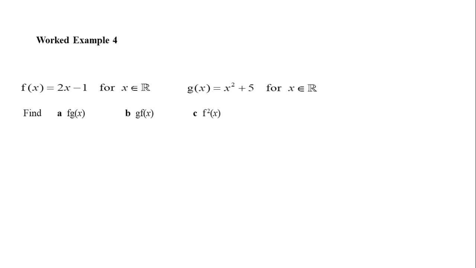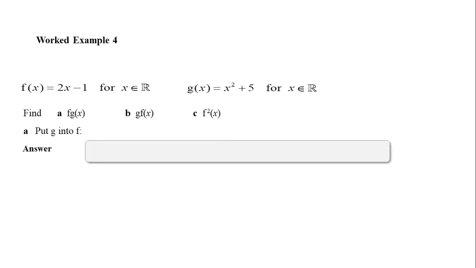For letter A, you notice that it's written as f of g of x, meaning g of x will be an input into the f. I repeat, g of x is an input to the f. Thus, it will give you an idea that you have to put g into f first.